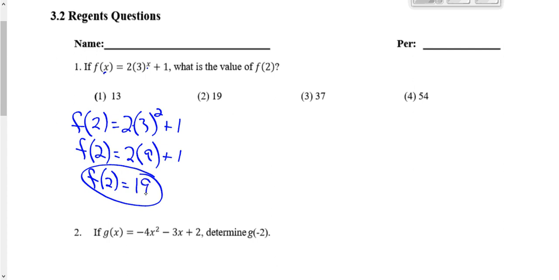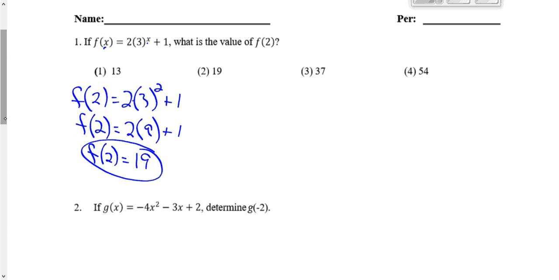Where does the 2 come from? That's where the x is. They said to put a 2 in. So if f as a function of x is that, and they want to know what is f of 2, that means wherever there's an x, you put a 2 in it. That's all. Right? Yeah.